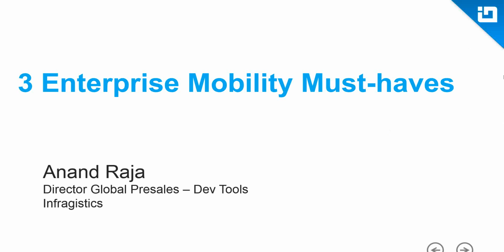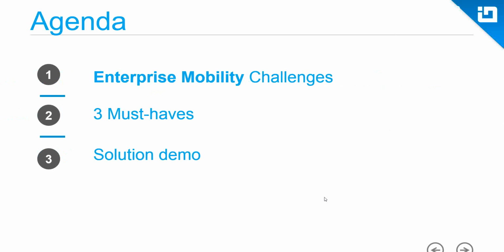Okay, let's get started. Let's take a look at the agenda. So we're going to start by defining the problem space, basically looking at the challenges of enterprise mobility in today's marketplace, in today's modern enterprises. We'll then look at the solution. We'll talk about the 3 must-haves that any successful enterprise mobility solution needs to have.